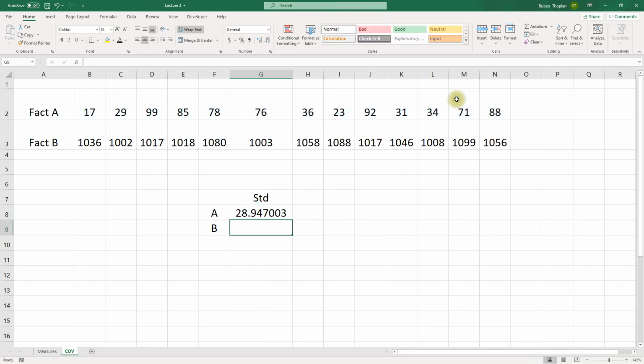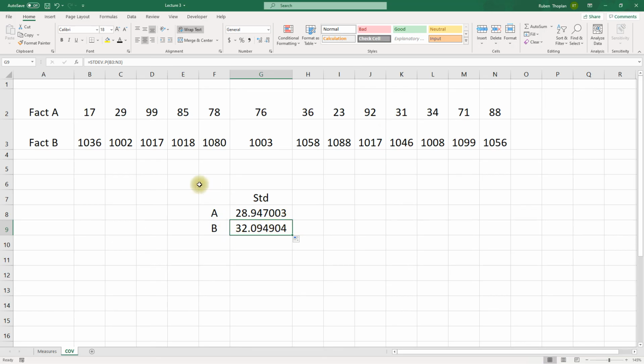But I'm using Excel to do it. If you have to do it, you will have to use your calculator and do the sum of (x minus x bar) squared. So these are the standard deviations that I have. I'm using Excel, I repeat; you will have to do it in your calculator and see what it gives.